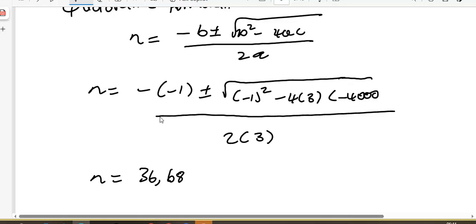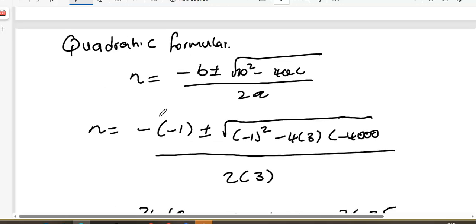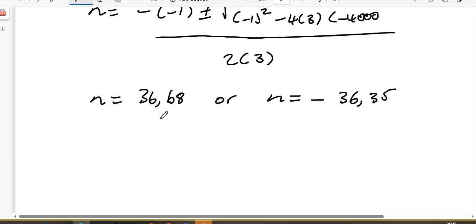36.68, or you'll find that your n is negative 36.35. So what you're going to do from here, remember, this is an inequality. These are your critical values. You just apply what you know when you work with inequalities. So these are your critical values.